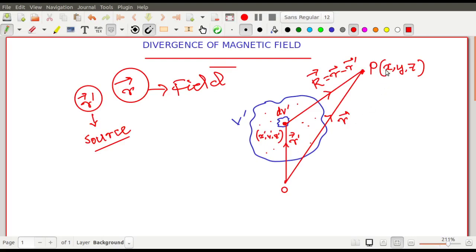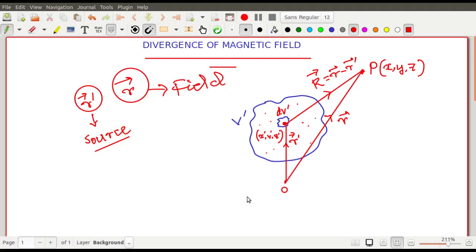Field points are written unprimed, meaning simple x, y, z, and the source point is written with primes, that is R prime. Source means the point where the current is actually there; that is called the source of the current. So that is denoted by primed, and unprimed means the field point, the point where we are interested to calculate.